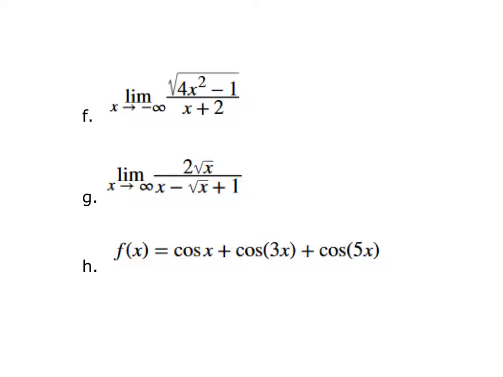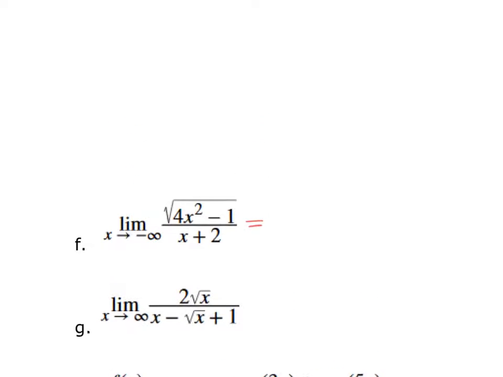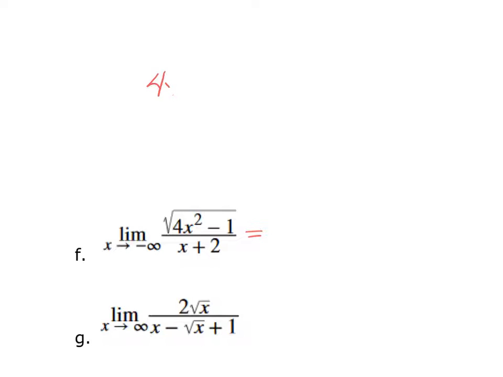The last three, and then we'll go into 2.4. On F, like I did yesterday, I'm going to factor an x squared out of the square root. I'm going to do that right up here. I have initially 4x squared minus 1. I'm going to factor out an x squared, so I have x squared times 4. Now when I'm doing the factoring, what I'm doing is dividing by x squared.